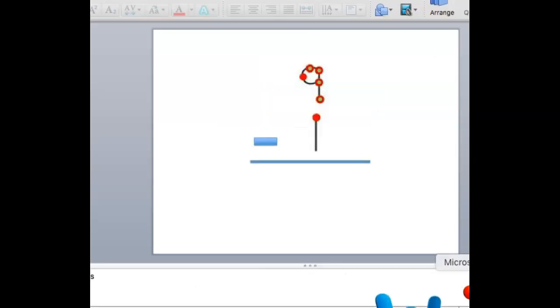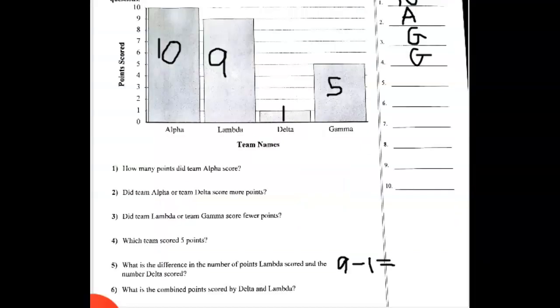So I have mine here. I have 9 minus 1. So we're counting backwards, so 9, 8. So 9 minus 1 equals 8. So the difference between Lambda and Delta is 8. So then you're going to go up to 5 and write 8.